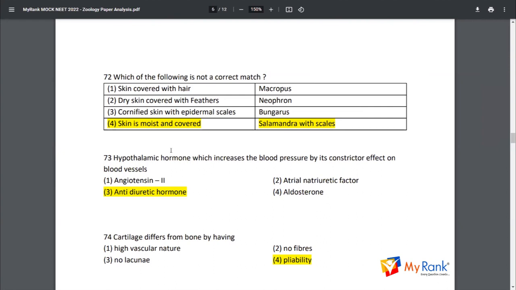Skin is moist and covered. Example is salamander with scales, which is wrong. Salamander is an amphibian, but here it is given as a reptile, and skin is moist in the case of amphibians. So option 4 is the incorrect match, where the skin is moist, whereas the example should be an amphibian, but salamander is a reptile.